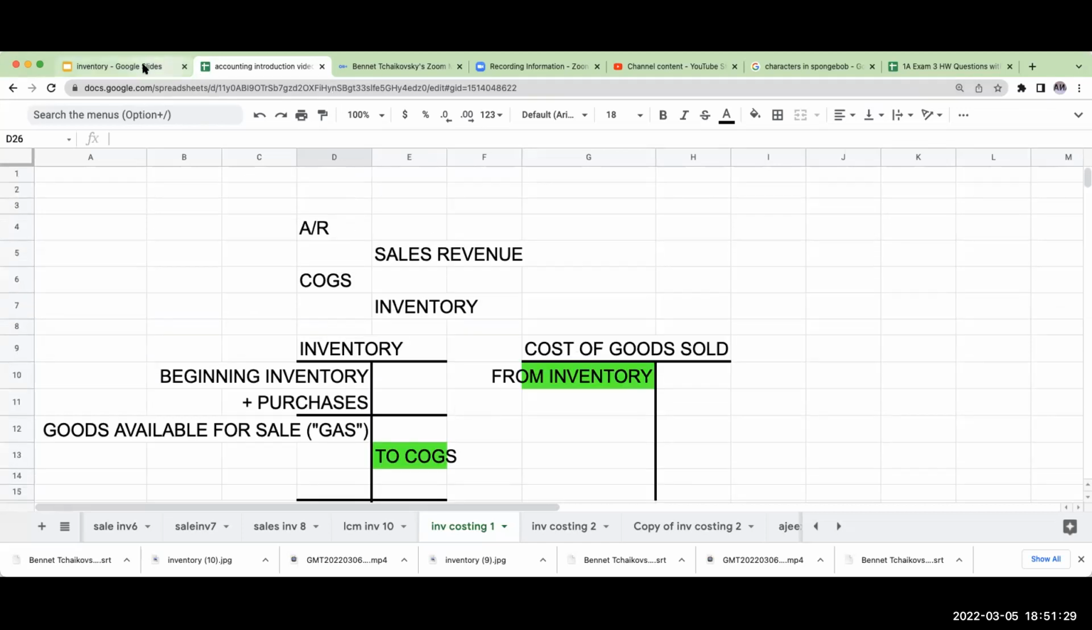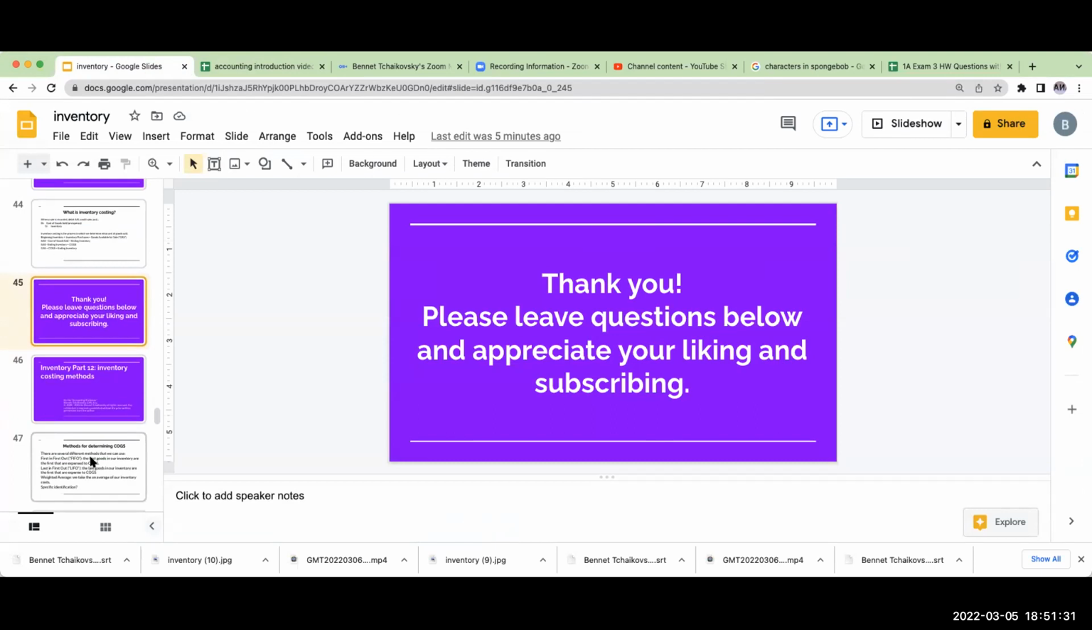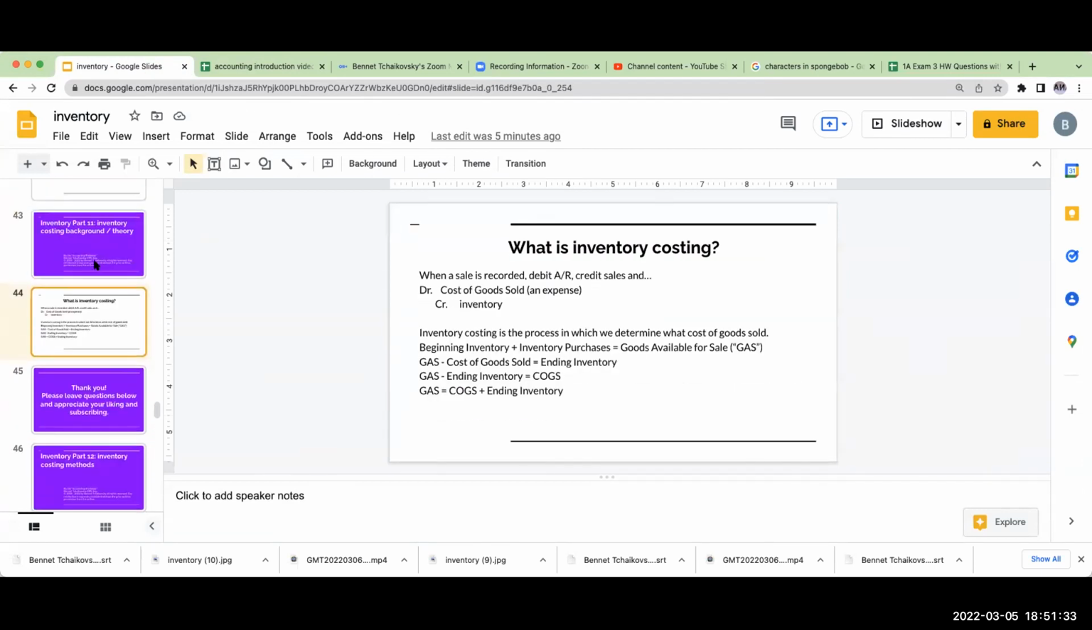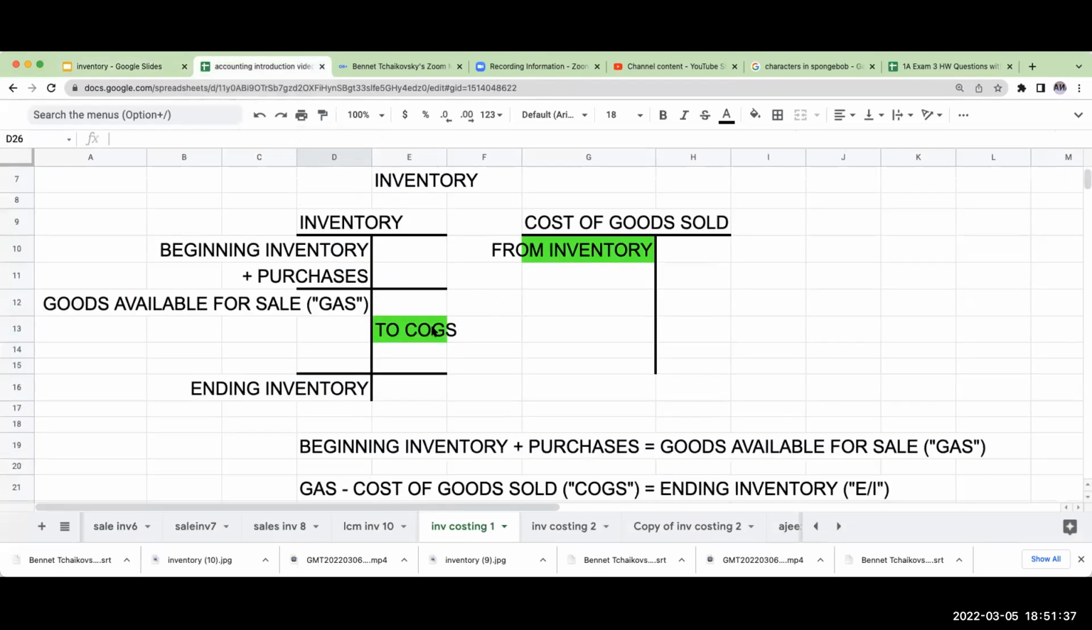We're going to talk in the next video a little bit more about FIFO and LIFO, but before we even get there, what's very important to remember is the whole purpose of inventory costing. We're trying to figure out the dollar amount of inventory we're sending over to cost of goods sold.